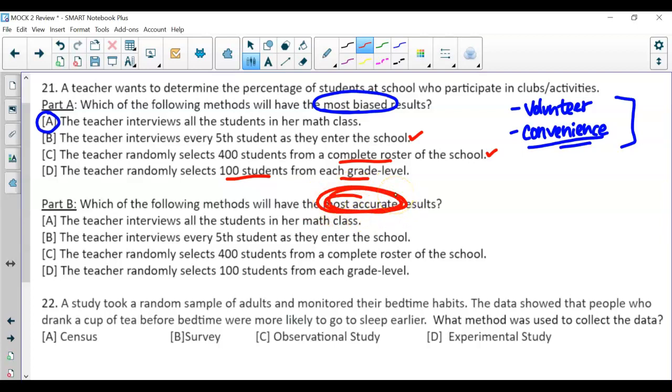So here, which of the following methods now will have the most accurate result? So again, the most accurate is if you end up with the simple random, where you start with everyone, and everyone has an equal chance of being chosen. So if we're talking about at the school, we do have the simple random. Which of these answer choices is that? C. Because what is the key here that makes this simple random? The complete roster. So we're randomly selecting 400, but starting with our complete roster. So now everybody has that equal chance.